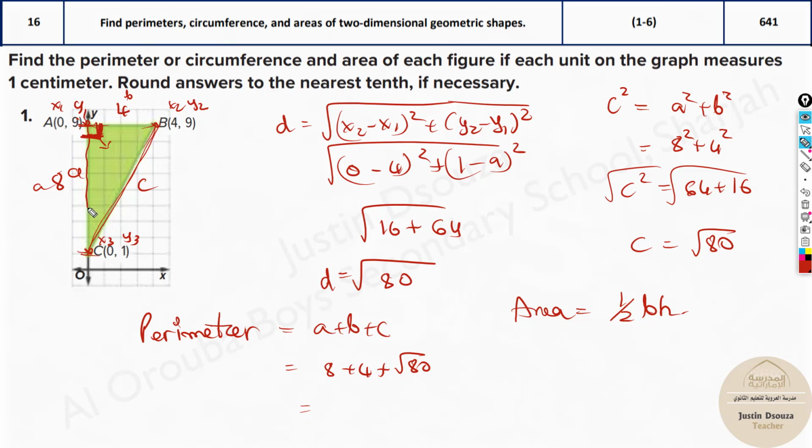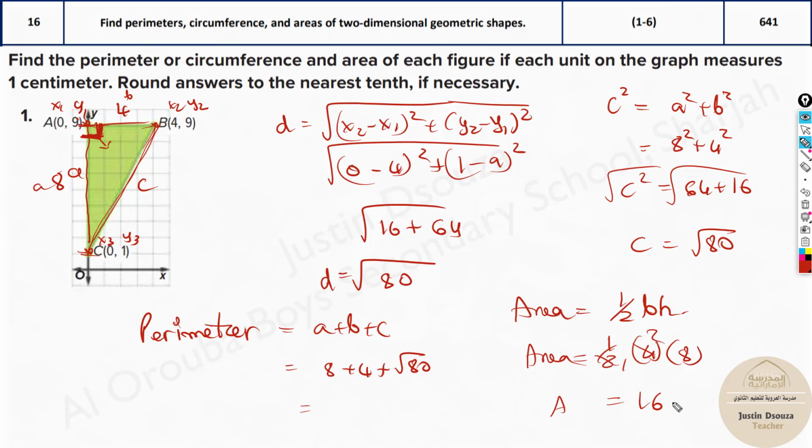But anyways, this line would be the height. H is 8. What about the base? The base is 4. The slant height is not considered. Half of that is the area. So it'll be 1 by 2 times 8 times 4. So 8 times 2 is 16.